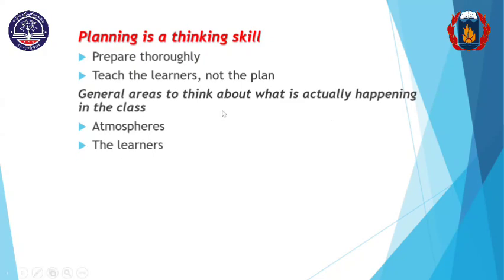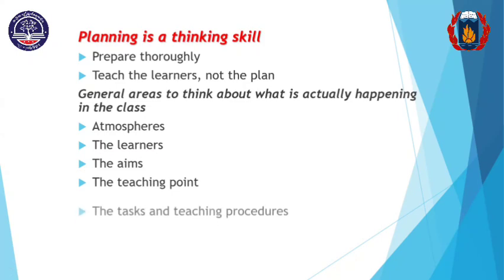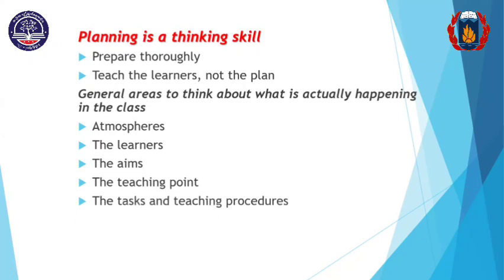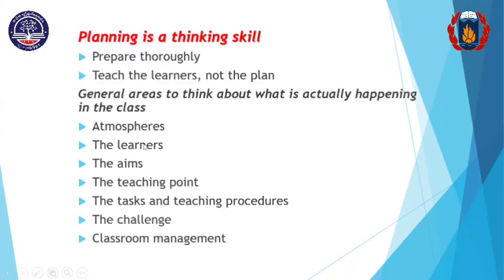And next one is the learners. Yes, we should consider the atmosphere, the learners, and the aims, and the teaching point. And based on the teaching point, what kind of task or teaching procedures we will use, and the challenge. And next one is classroom management. So all these general ideas we need to think about what's actually happening in the classroom.